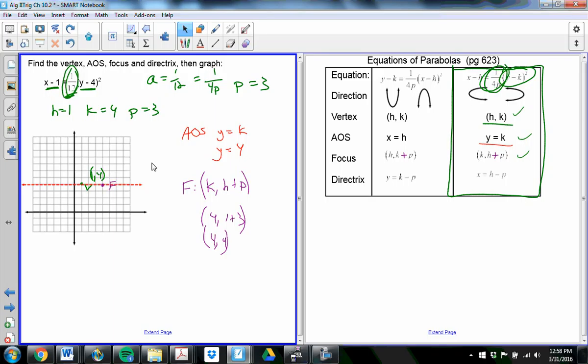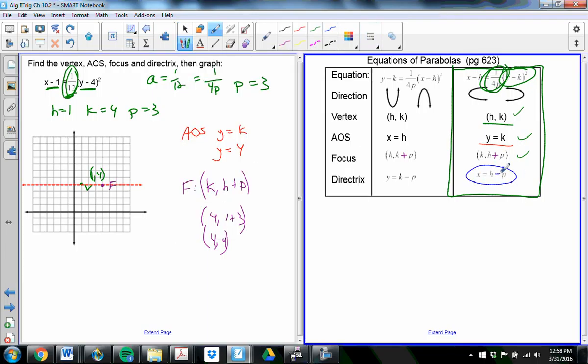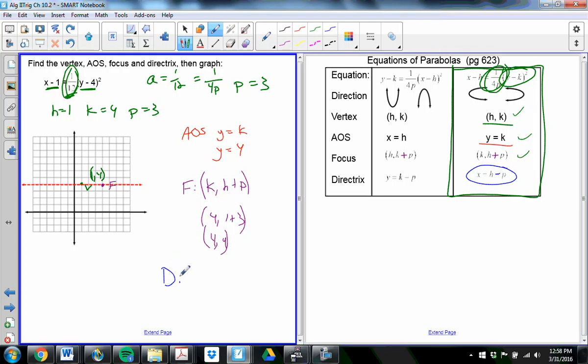The directrix is x equals h minus p. X equals h minus p, and that's a minus there. So the directrix is at x equals h minus p, which is 1 minus 3, which is negative 2. X equals negative 2 is right here. That's my directrix.